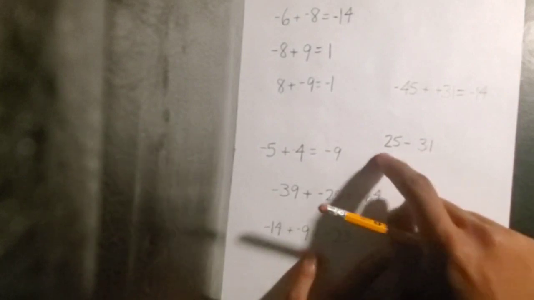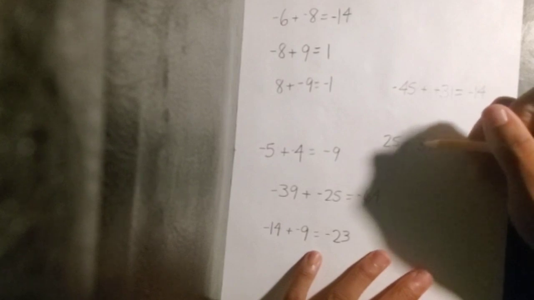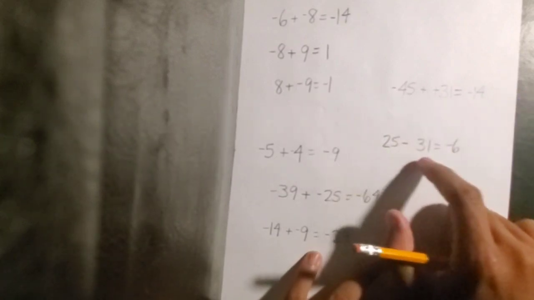So now we do this. But now it switched. So now this time 25 minus 31 has to be a negative, equals a negative. So 31 minus 25 equals 6, which is negative 6. See that? 25 minus 31 equals negative 6.